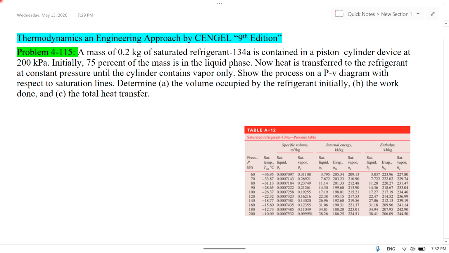Bismillahirrahmanirrahim. In this lecture, I am solving problem 4-115 from the book Thermodynamics: An Engineering Approach by Cengel, 9th edition.